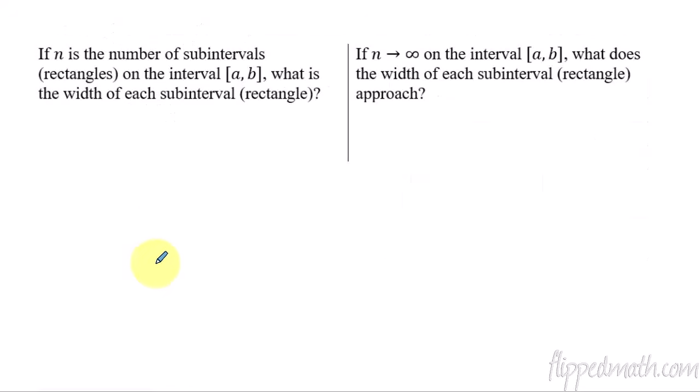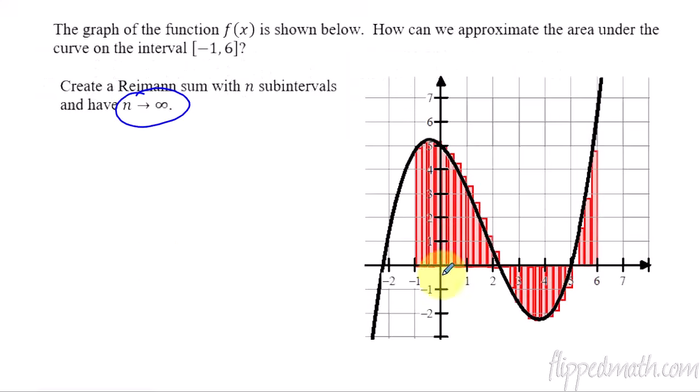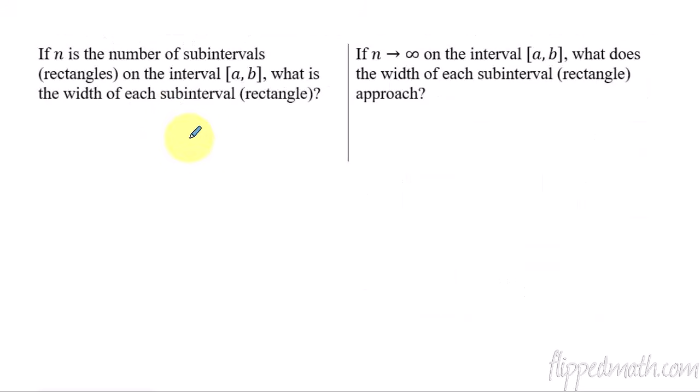Let me show you first. If n is the number of subintervals on the interval, in other words, the rectangles, what is the width of each subinterval? In other words, how far apart are these? The way you calculate that, we did this in our last lesson, is you take b minus a, so how far is this interval, and then divide by the number of subintervals, or the number of rectangles you have. That's delta x. Delta x just means the change in x. So it's how wide a rectangle is. That's this right here, delta x. That's what we're talking about.